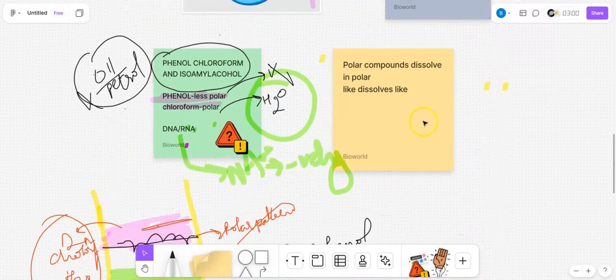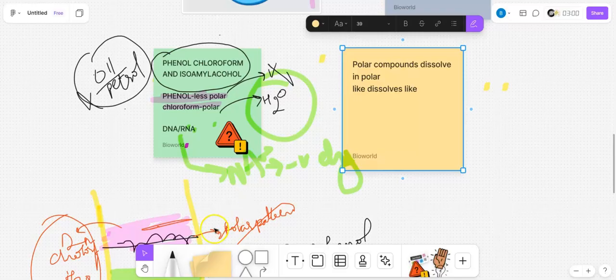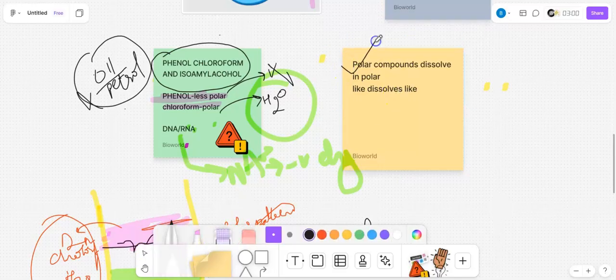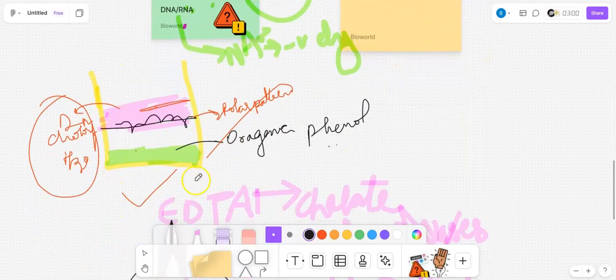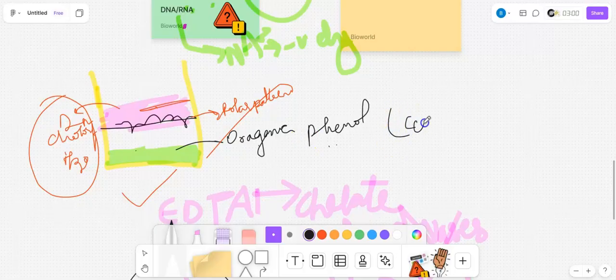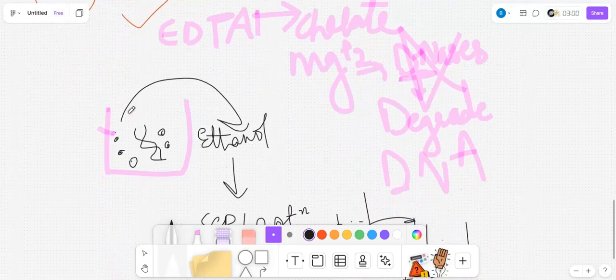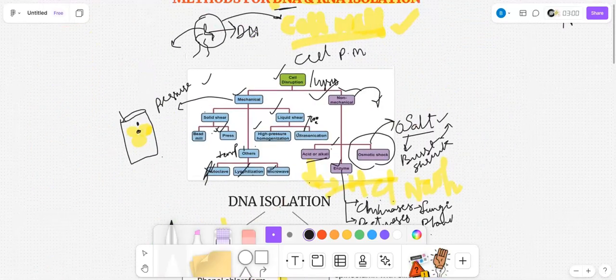Basic principle ఏంటి? Polar compounds dissolve in polar, like dissolves in like. ఇది ఒక్క స్టెప్ ని యూజ్ చేసుకొని we will perform this DNA technique. This is also very important to understand. So ఏదైతే ఫినాల్ ఆర్గానిక్ ఫేజ్ సెపరేట్ అయిపోతుంది, it takes proteins and lipids with it. సెల్ డెబ్రిస్ ఏదైతే ఉంటుందో all of that will come along with phenol. And the other ones, the polar ones, the interface will cause the DNA to be added upon. This is all about DNA isolation. That's all. And RNA isolation we'll be discussing in the next video.